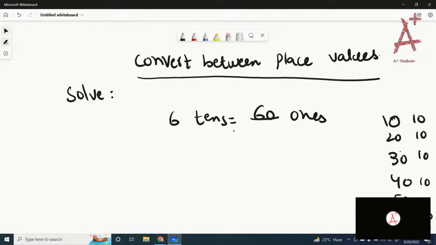Or either you can do 6 times, because you are converting into ones, so just multiply it with 10. So 6 times 10 makes 60. That means you have 60 ones. Got it?